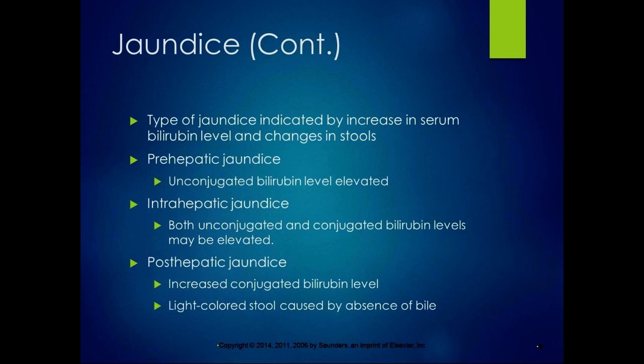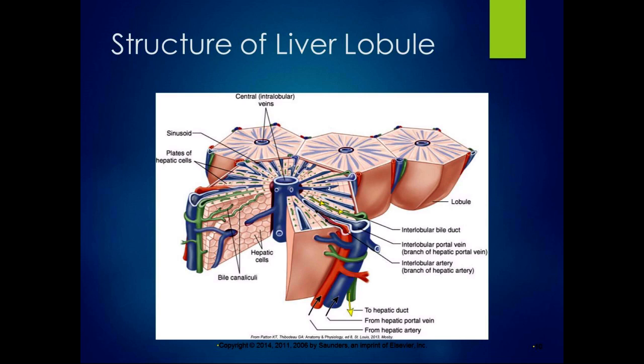Intrahepatic jaundice is going to show up as both conjugated and unconjugated, and posthepatic jaundice is an increase in conjugated bilirubin level. And sometimes it results in a light-colored stool, which is caused by the absence of bile, because you're not breaking down the foods as well, and so it's going to be changes in your stool as a result of that.